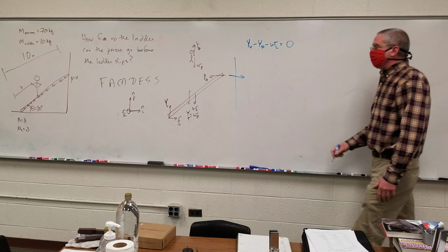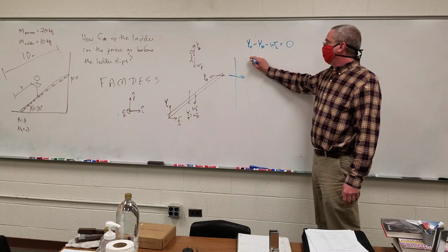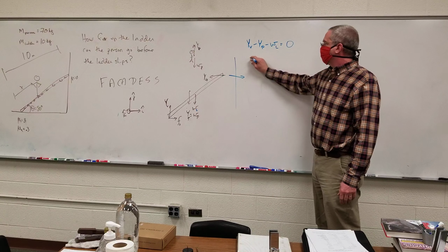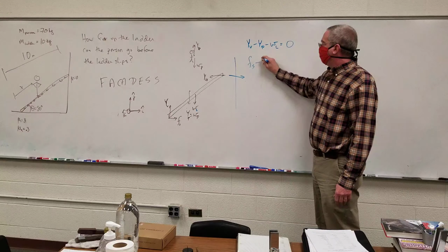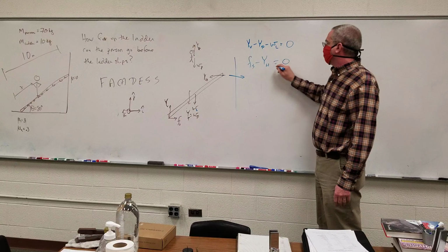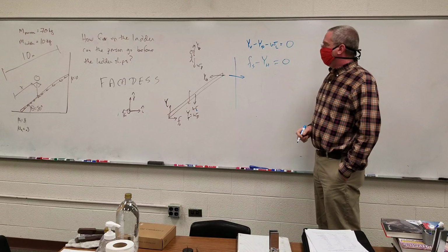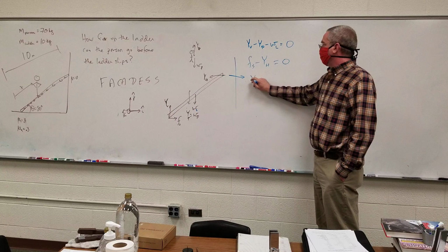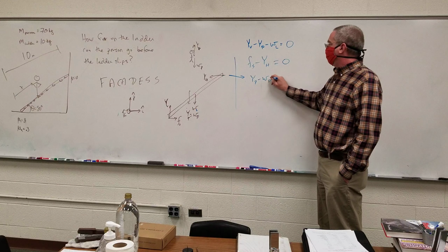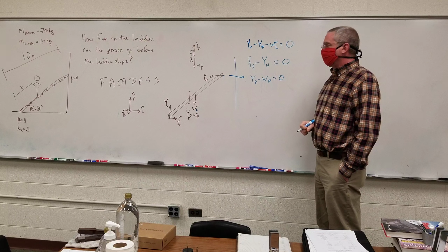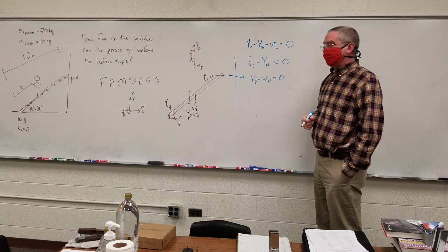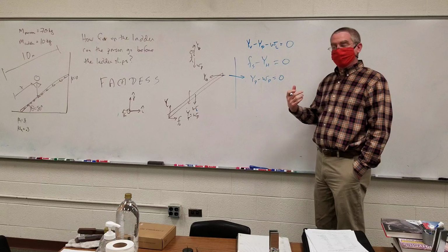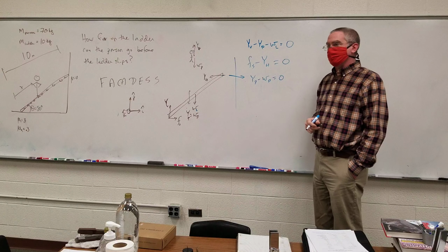All right, the other equation. F sub S minus Y sub H equals 0. Okay? And then Y sub person minus weight sub person is equal to 0. Oh, okay. That was not the third equation I was thinking of. What were you thinking? Well, let's solve what we can, and then we will get to what's missing.